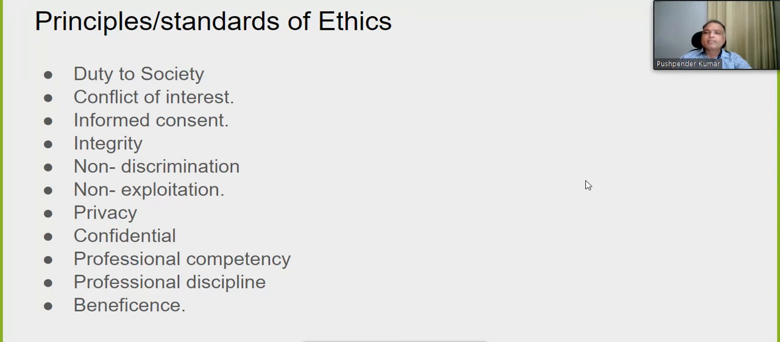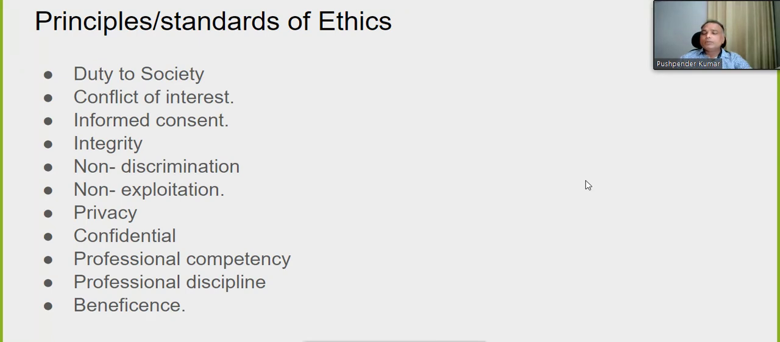You can see the privacy, and whatever information you have collected will remain with you, it would remain confidential, right? And professional competency: each and every profession has what you call a code of conduct. So in our profession also, we need to follow some kind of professional norms, professional code of conduct, and that really helps us to create an image that people can trust you.